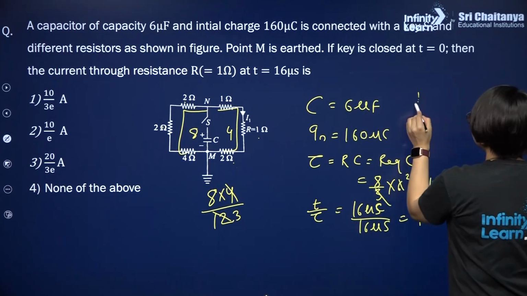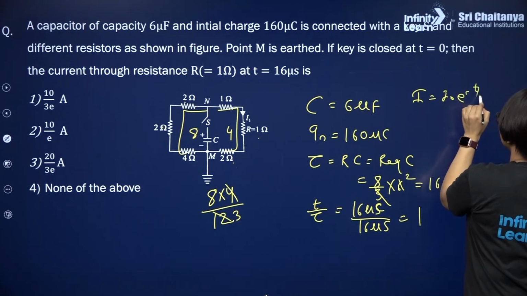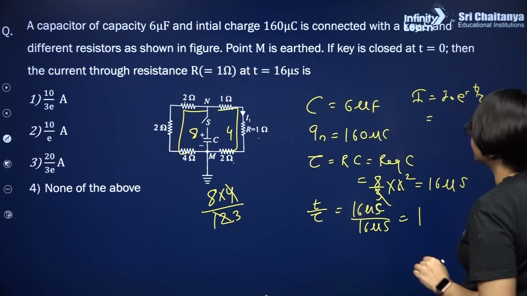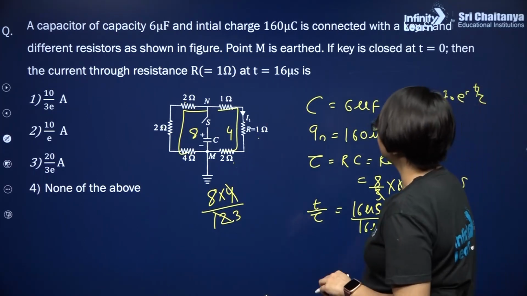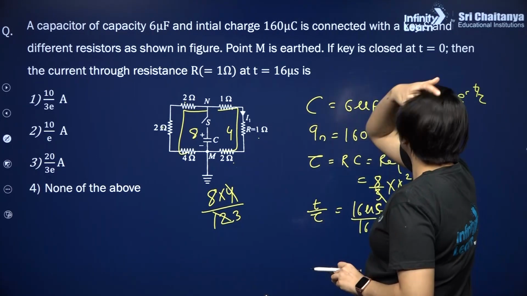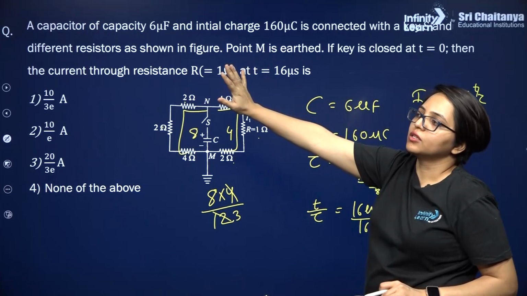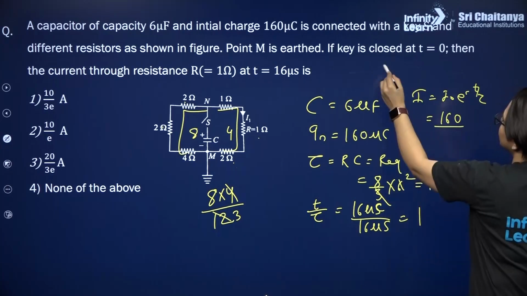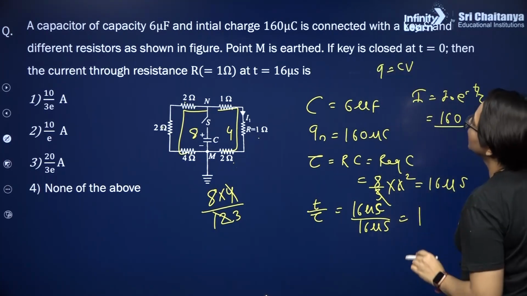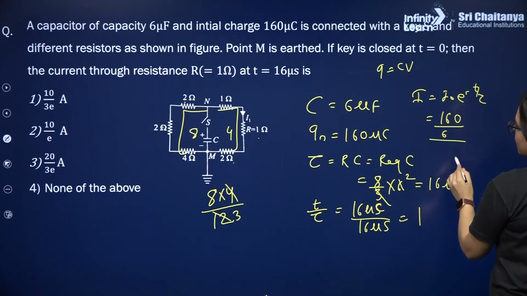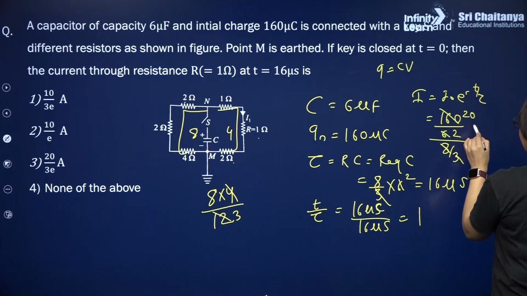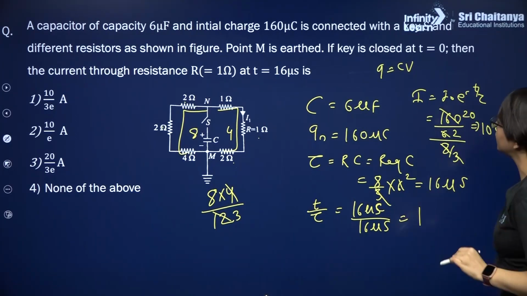So, I is equal to I naught e power minus t upon tau. I naught over here will be what? I naught will be CV upon R equivalent. Q is equal to CV, so V will be Q upon C, that is 160 microcoulomb divided by 6 microfarad, divided by R equivalent, which is 8 upon 3. So, it will be 20 by 2, that is 10. I naught is 10, e power minus 1. So, 10 upon e is the current.